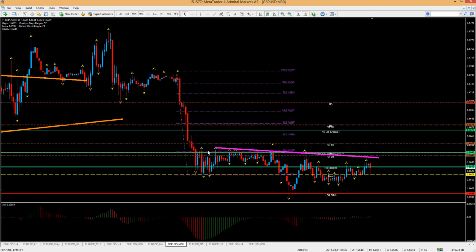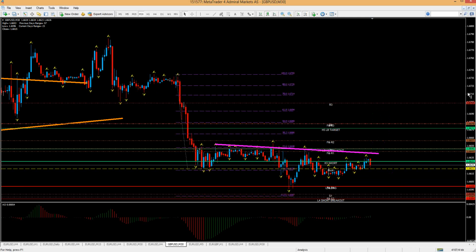One of the confirmations that I'm looking for is a break of this magenta to have an idea that this could happen. Therefore, indeed, break of magenta and H4 could see this potential upside like that. How about the downside? Let's take a look.